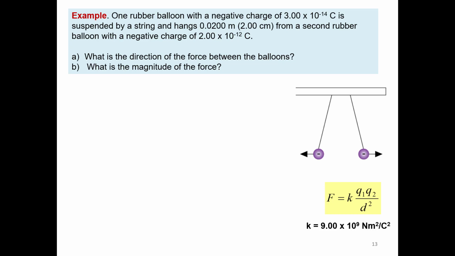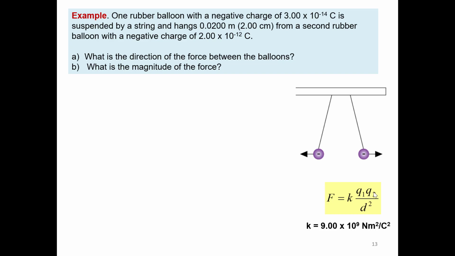Now, the second question is: what is the magnitude of the force? To calculate the magnitude, we need to apply the equation. In this equation, we know K is a constant value, 9.00 × 10^9 newton meter squared over coulomb squared, which is the constant in the SI system.